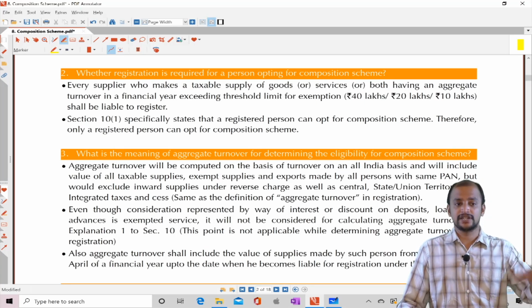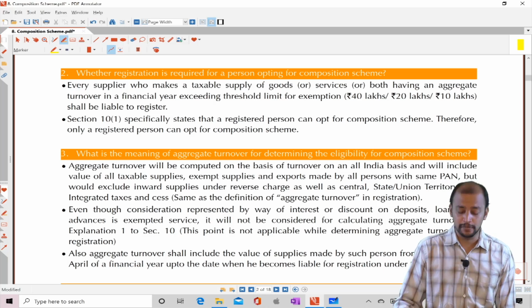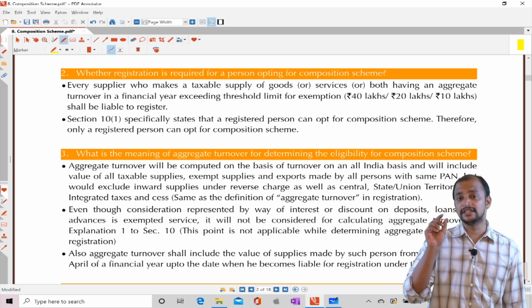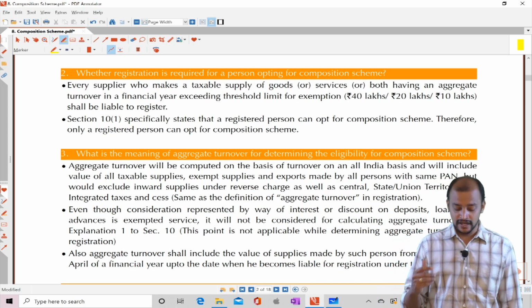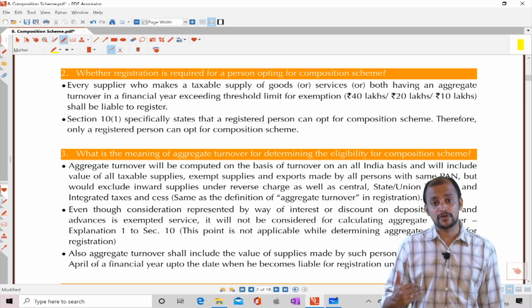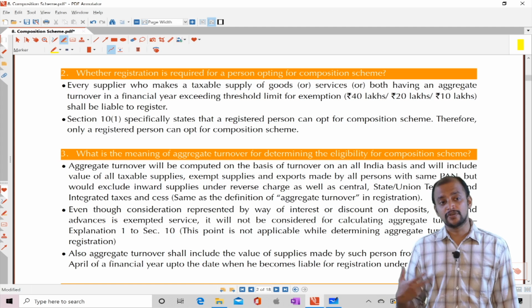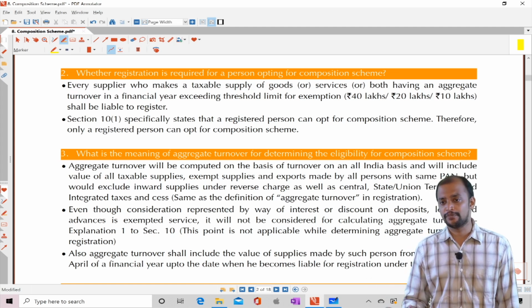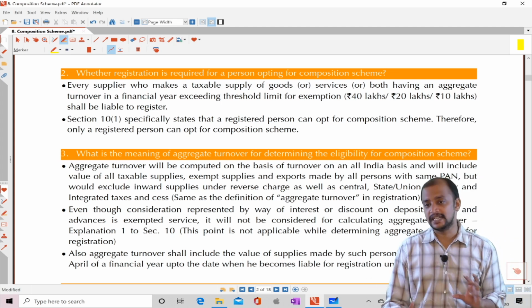Then, is registration required for a person opting for the composition scheme? Yes, registration is required, because clearly the words used there are a registered person, which means whenever they cross the threshold limit, they need to register and then only can they go into the composition scheme.